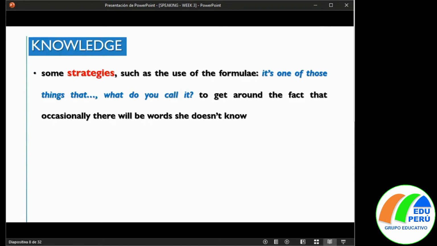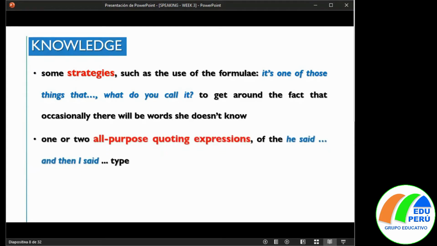Now, it's one of those things that, notice, what do you call it? Maybe you don't know the word, and, well, I don't know. So you can continue talking using these kinds of formulas. Oh, yeah. I can't remember exactly, but it's one of those things that we use to open doors. And you find, oh, yeah, those refer to keys. Yeah, I got it, the key. And you continue talking, and you don't stop talking.